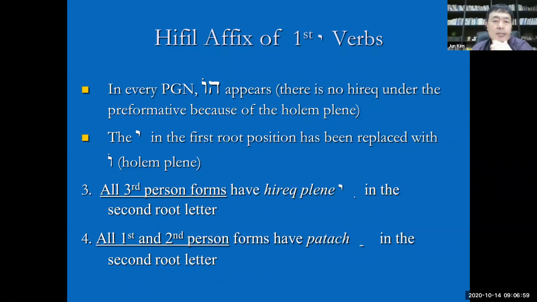The second one is that the yod in the first root position has been replaced with holem. We understand this. Or third person forms have hirek yod. It's not really new. I told you, hirek yod for the Hebrew stem is not the absolute indicator for every PGN. I told you that it only works between the second and third root letters for the third person. All first and second person forms have patach in the second root letter.